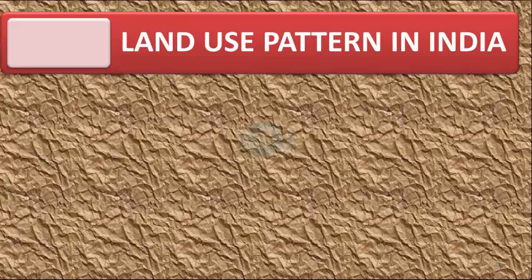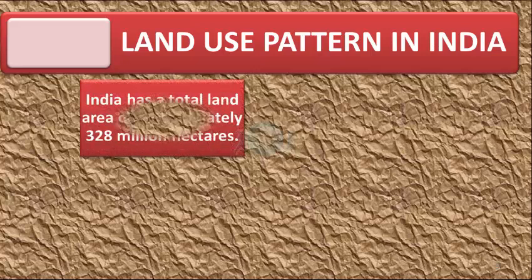Now, we will start with the land use pattern in India and the position of agriculture therein. Land use pattern in India relates to physical characteristics of the land and the institutions and other resource framework like labor, capital, etc. All these aspects are associated with economic development. India has a total land area of approximately 328 million hectares. Land utilization statistics are obtainable for almost 93% of the entire land.